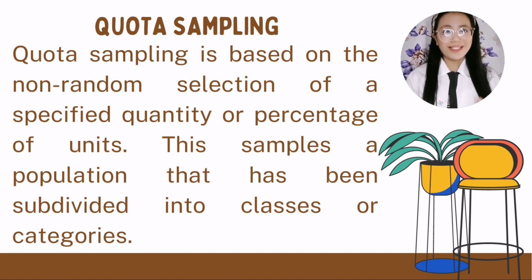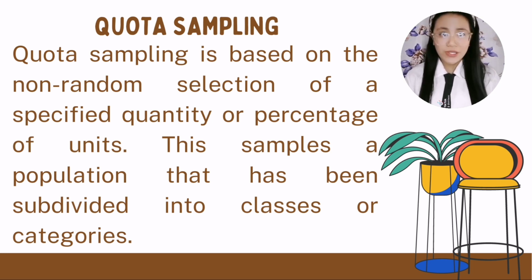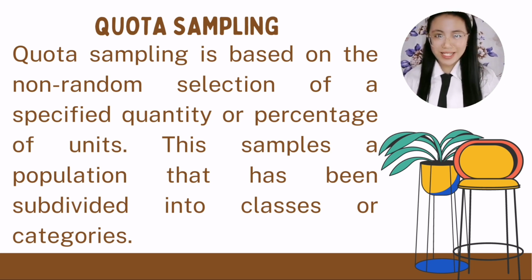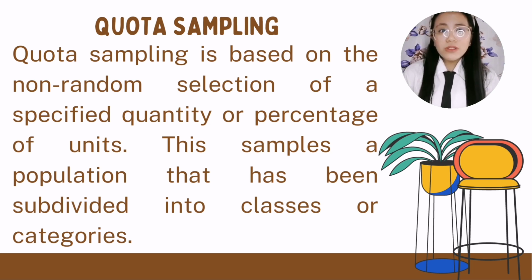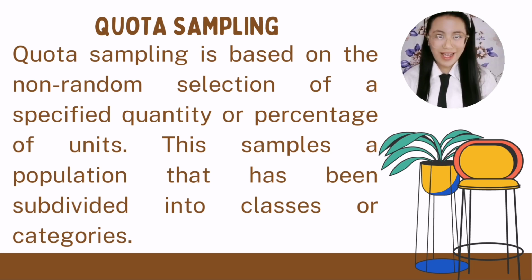Quota sampling is based on the non-random selection of a specified quantity or percentage of units. This samples a population that has been subdivided into classes or categories. In quota sampling, it requires fewer respondents. Why? Simply because the researchers will divide the groups from a chosen sample into strata, or subgroups with similar or mutual classifications and characteristics. After dividing, they will gather samples from the strata until they reach their quota.